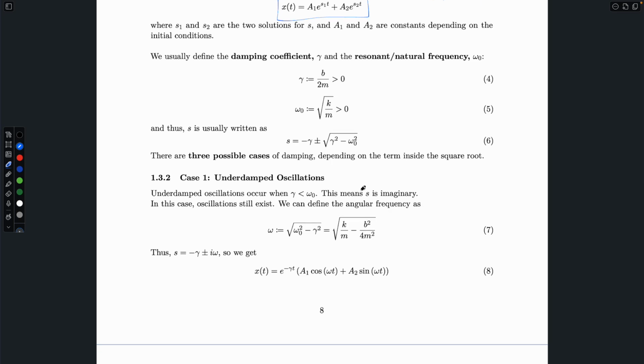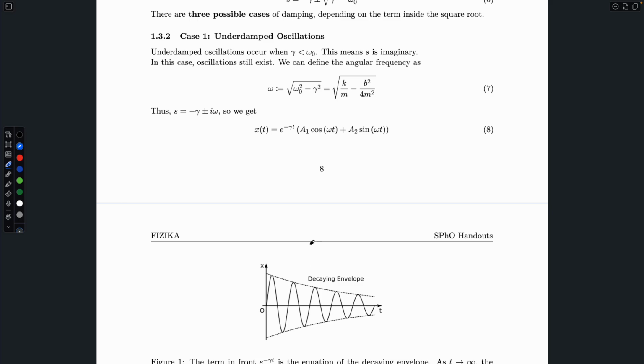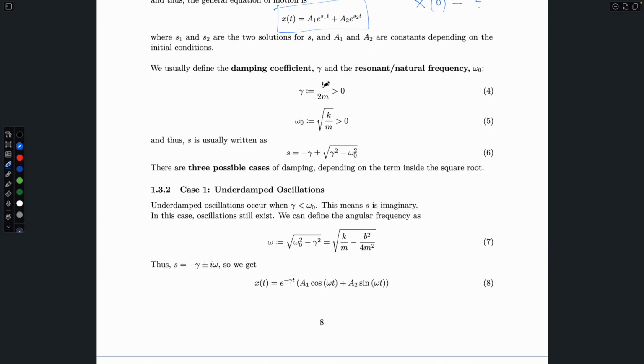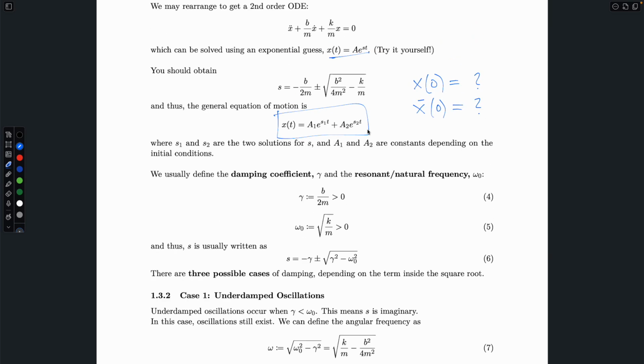Okay, so there are three cases of damping. The first is underdamped oscillation. If you perform a pendulum experiment in your school lab right now, you'll probably get something like this, where the amplitude decays over time because of air resistance. There's this thing called the damping coefficient, which goes here, and then you need to analyze the relationship between gamma squared and omega naught squared to determine what case of oscillation it will be.